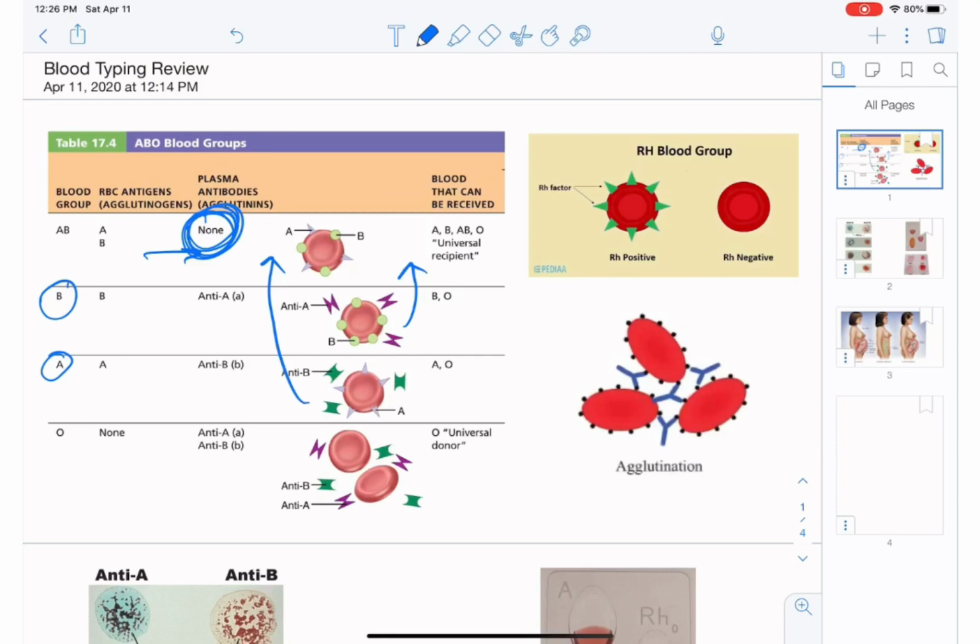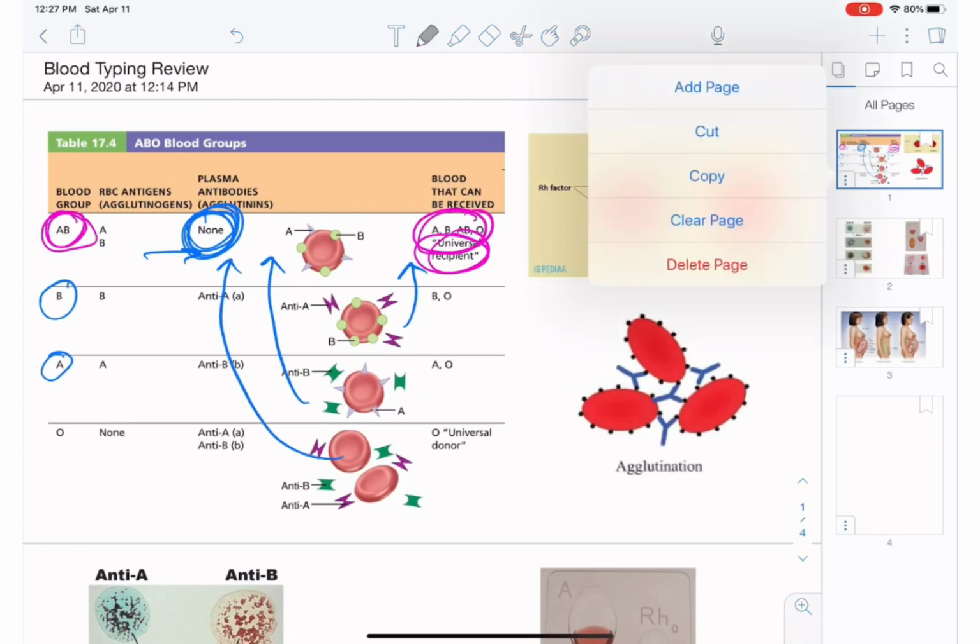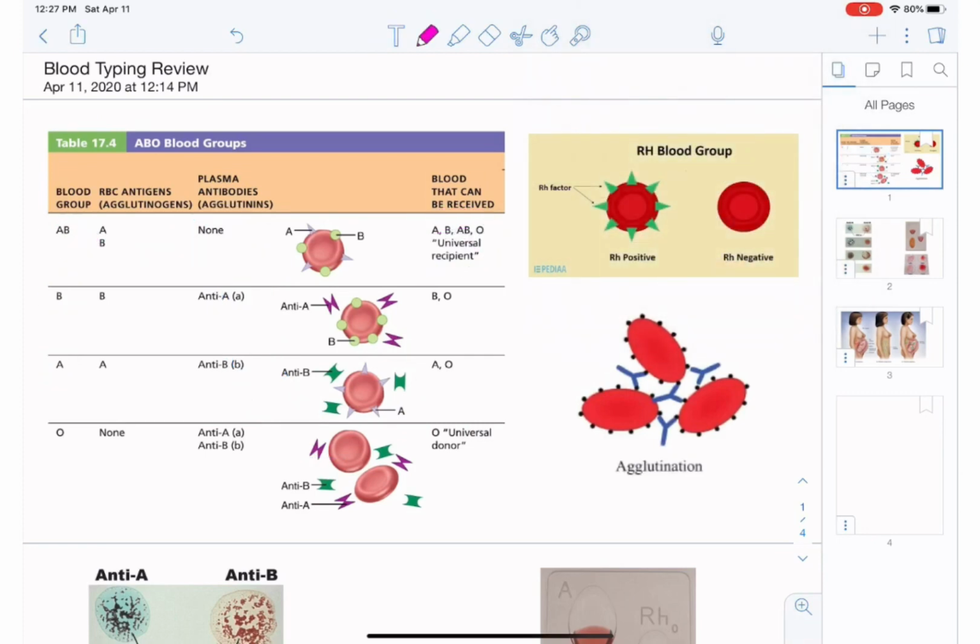And what about from an O? The answer is yes there as well. So a type AB individual can receive blood from any of the blood groups, and that makes them the universal recipient. What about a type O individual? Can a type O individual receive blood from a type B?